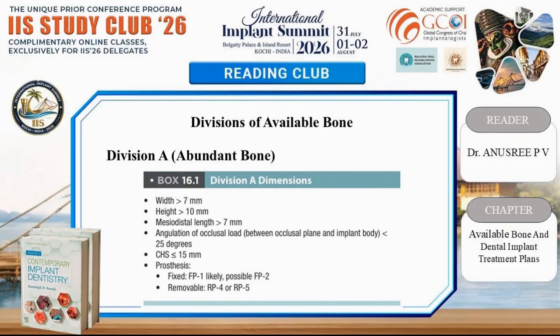Division A, abundant bone. Division A dimensions are given in box 16.1. Here, width is greater than 7 mm, height is greater than 10 mm, mesiodistal length is greater than 7 mm, angulation of occlusal load between occlusal plane and implant is less than 25 degrees, crown height space is less than or equal to 15 mm, and prosthesis is fixed, that is FP1, possibly FP2, or removable, that can be RP4 or RP5.